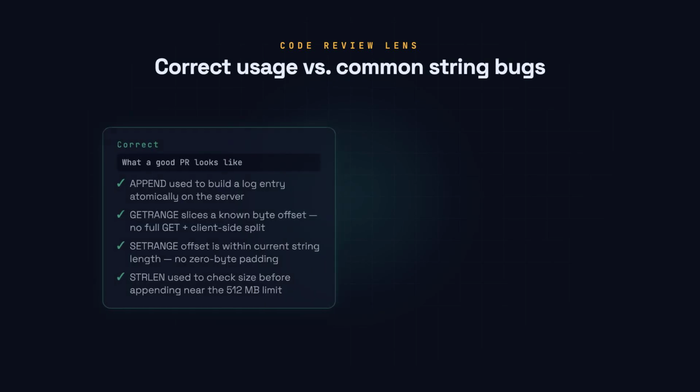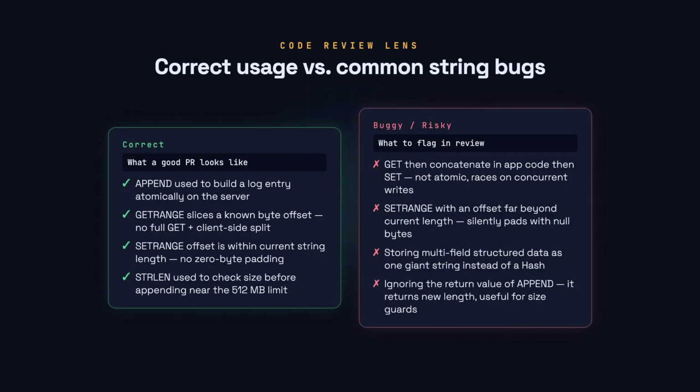When you review a PR using string commands, the biggest red flag is a GET then SET pattern in application code: 2 round trips with a race condition between them. Also watch for SETRANGE offsets that overshoot the current length.